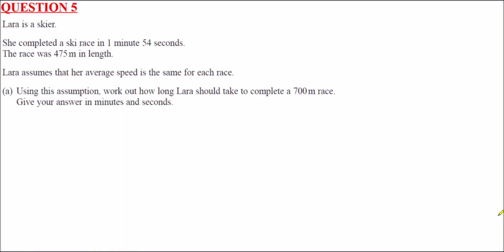Question 5. Lara's a skier. She completed a ski race in 1 minute and 54 seconds. The race was 475 meters in length. Lara assumes that her average speed is the same for each race. Using this assumption, work out how long Lara should take to complete a 700-meter race. Give your answer in minutes and seconds.